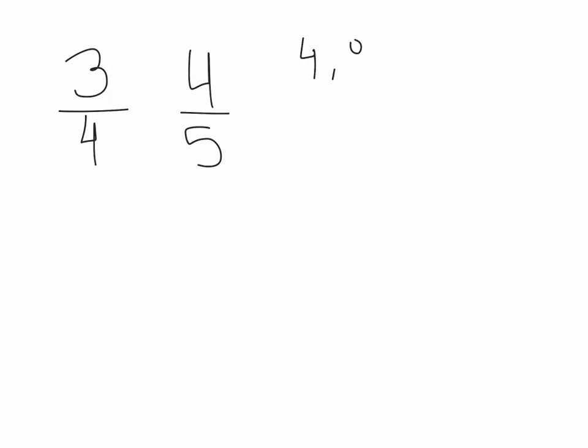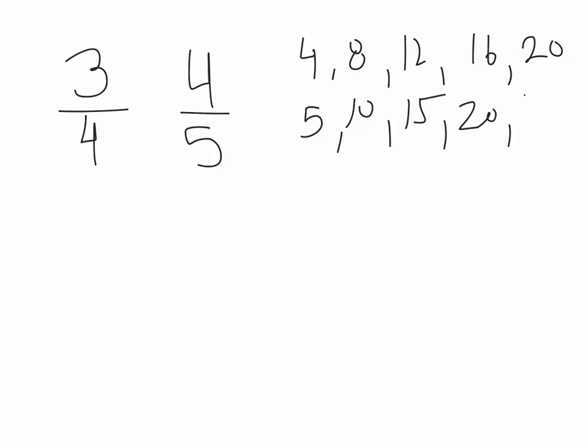So let's go back to that example of 3/4 and 4/5. Let's find the lowest common multiple of each denominator. So what are the multiples of 4? Well, there's 4, 8, 12, 16, and 20. Let's just stop there. Maybe we'll find a multiple there. What are the multiples of 5? Well, I have 5, 10, 15, 20, 25.